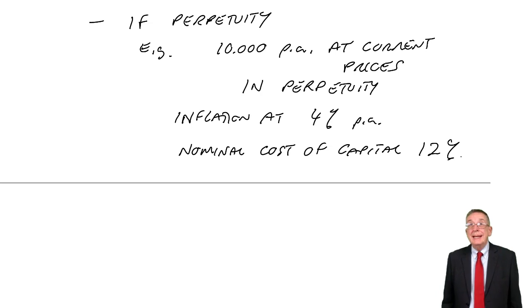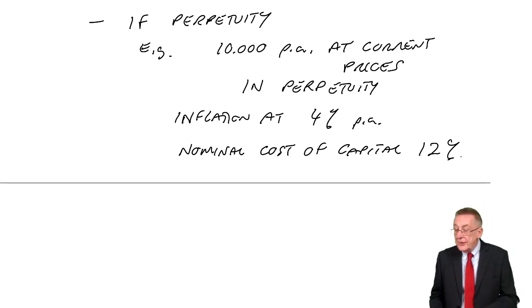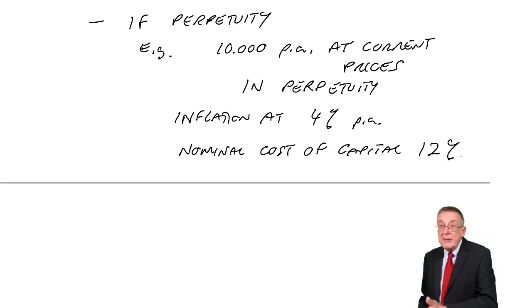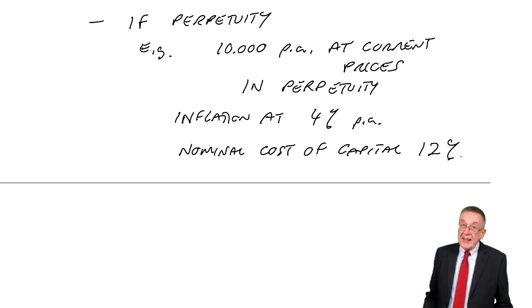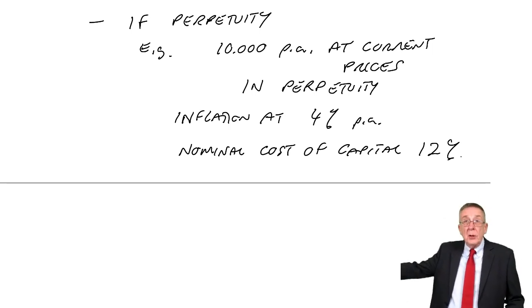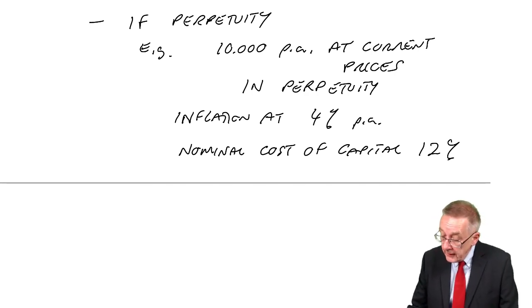Well, think about it. You couldn't use the approach we took in example 5 on this one. You can't get the actual cash flows if it's in perpetuity. You're going to be there forever. In 1 year's time, 10,000 times 1.04. In 2 years' time, 10,000 times 1.04 squared. In 3 years' time, you can't go on for perpetuity. If it's a perpetuity, you've no choice.